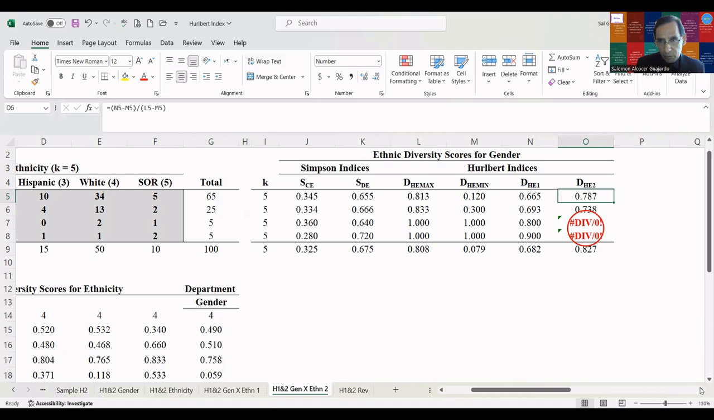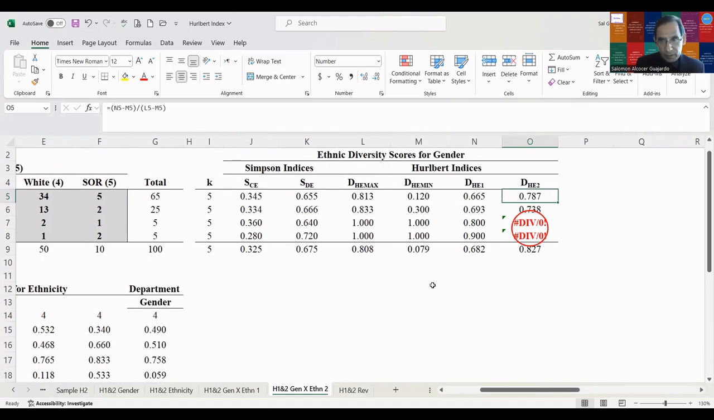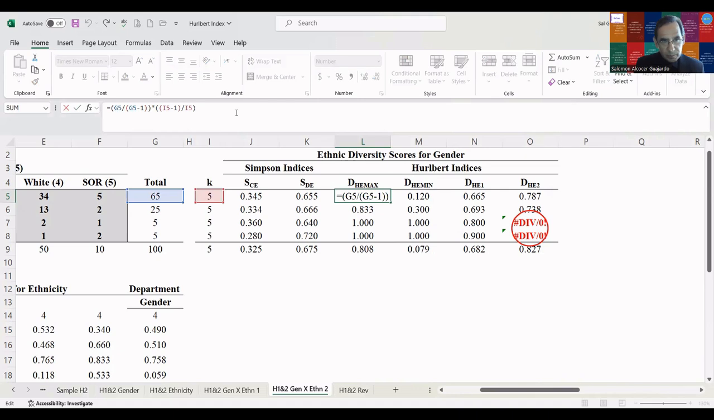To obtain the Hurlbert relative diversity score, I have to calculate the maximum score. Again, that's going to be 65 divided by 65 minus 1 times k minus 1 divided by k, or the Simpson maximum score. So for the male group by ethnicity, I get a maximum score of 0.813.